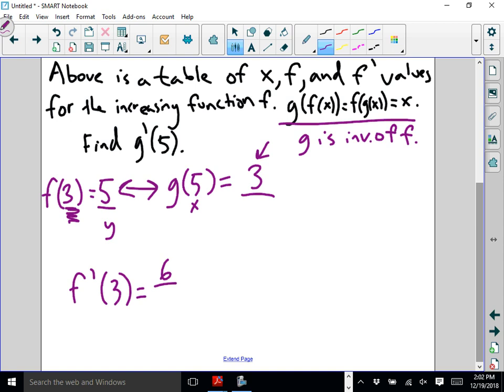Therefore, what must g prime of 5 be? Well, it'd be the reciprocal of that, so 7/6. And that's my answer right here.